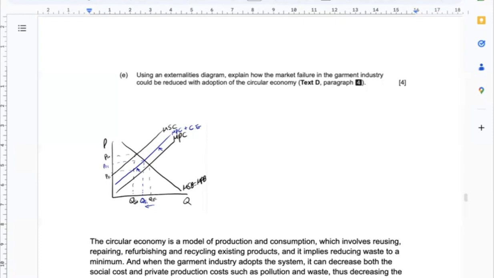And when the garment industry adopts the system, it can decrease both the social cost and private production cost, such as pollution and waste. Thus, it can decrease the welfare loss and lead the market output closer to the socially optimal level.